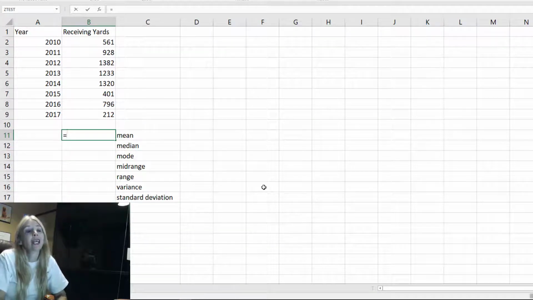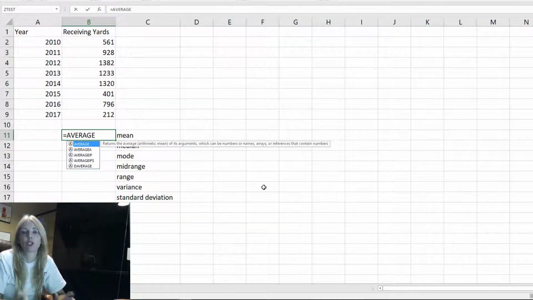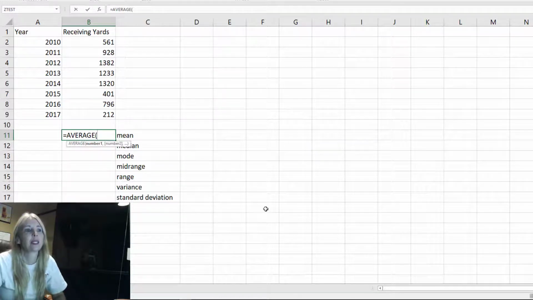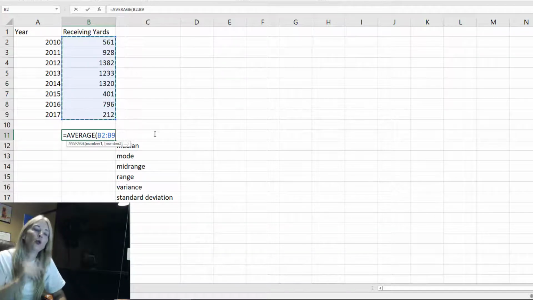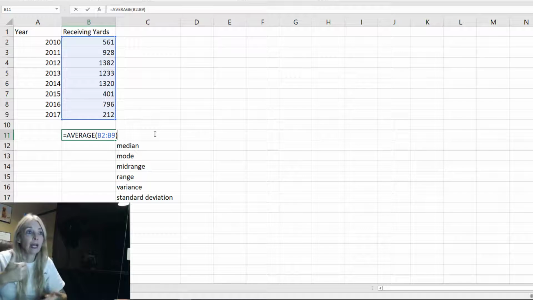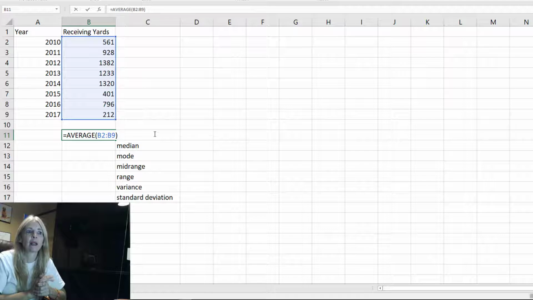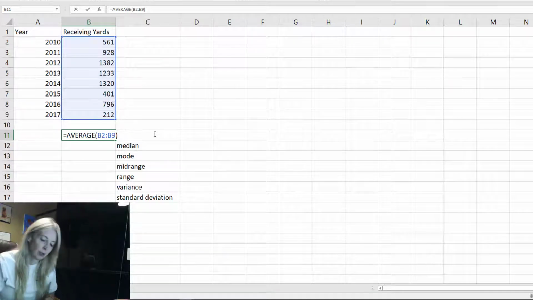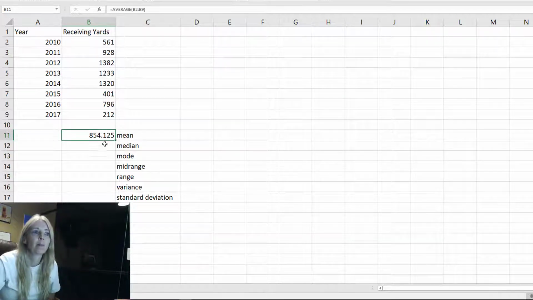So equal, it's just Excel doesn't have a mean. It has average, which is what the mean means. Get it? Open a parentheses, highlight the data that you want to average, and close the parentheses. You know how to take an average: you add all the values up and divide by the number of values. I'm not going to do it because Excel's going to do it for me. Hit enter. There's my average, my mean.